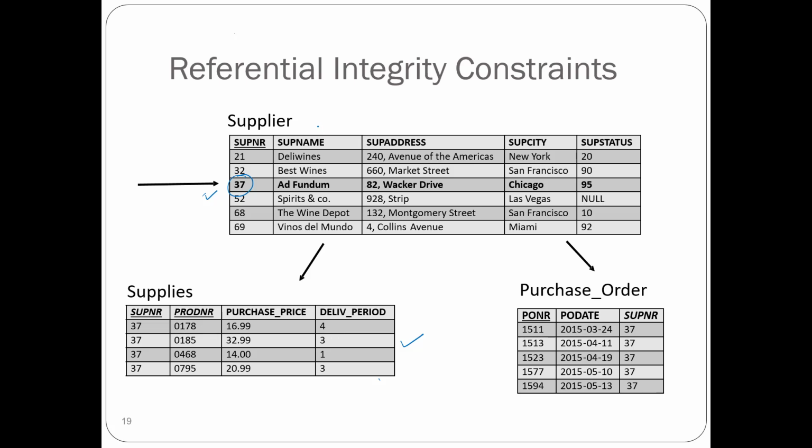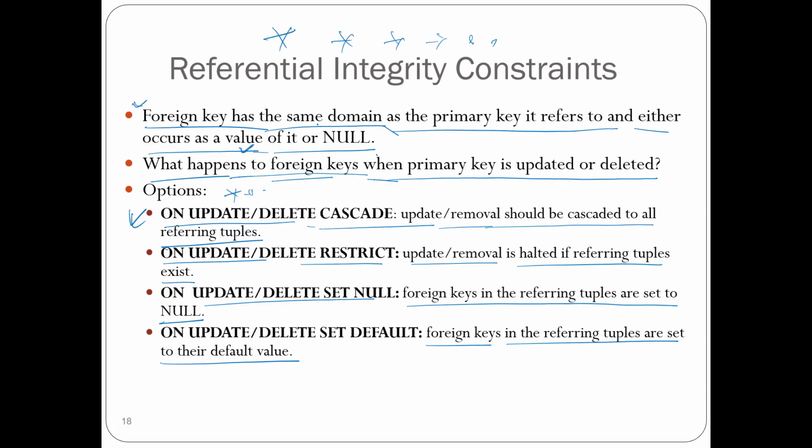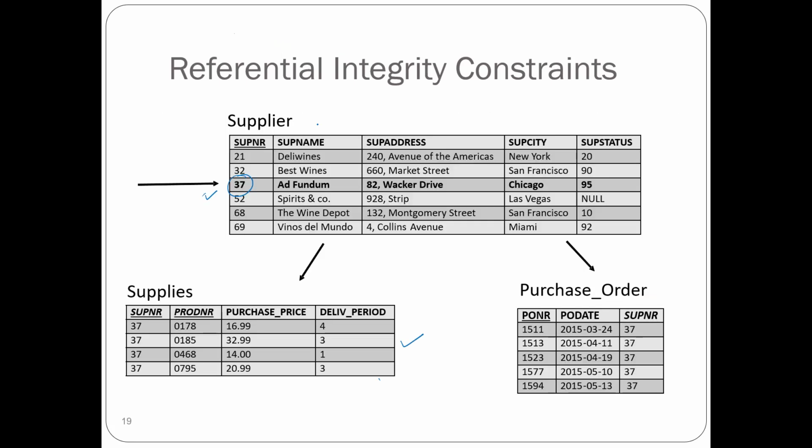And the third option is the set null. Set null simply means that we will delete this tuple, but after deletion we'll put all these values at null, right? So all these supplier numbers as null. So that's the option of setting the null. Foreign key values are set to null if the corresponding tuple gets deleted from the reference table.